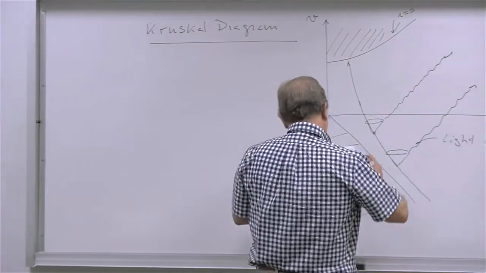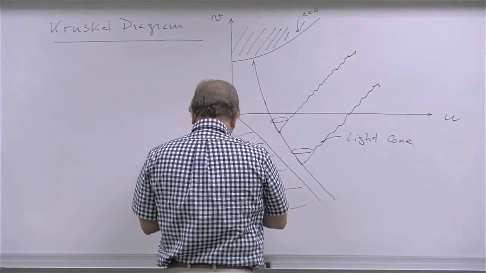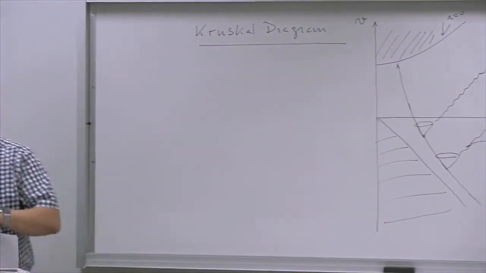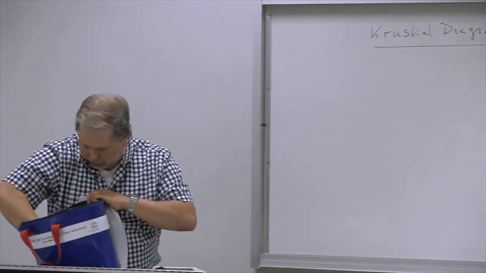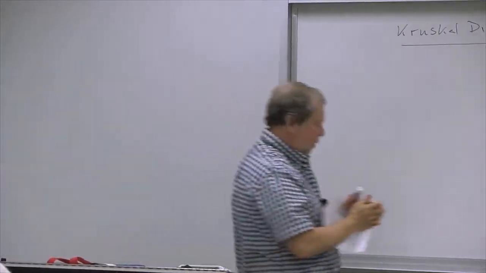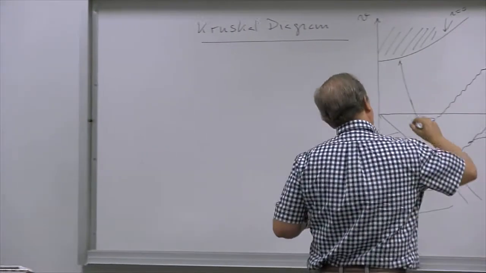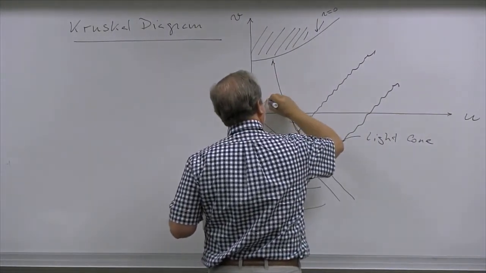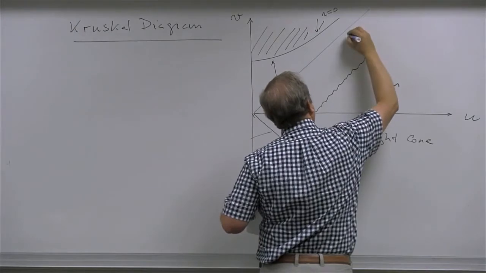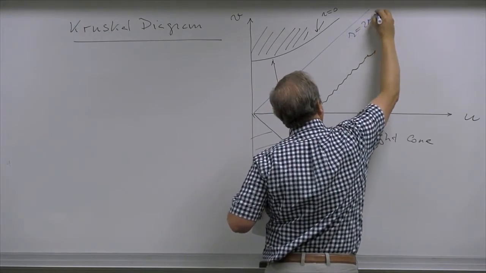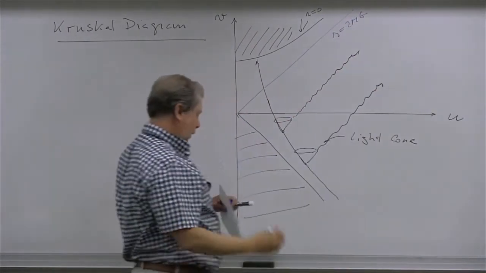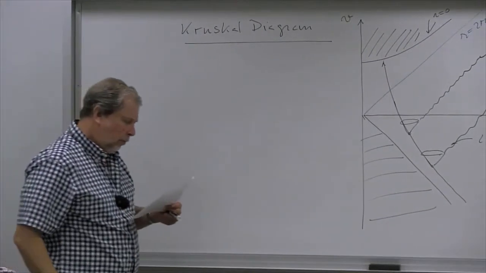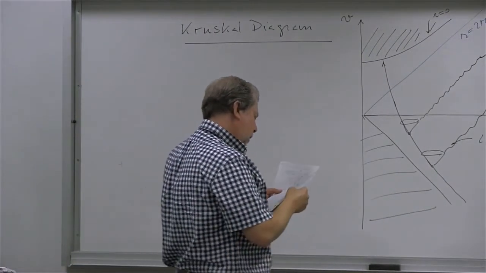But out here there is a line which I'm going to draw with the colored pen, which corresponds to the horizon. So the horizon in the Kruskal coordinate system is going to be a line that looks like this. So this is r equal to 2GM in the original Schwarzschild coordinate system, and it is now a line at 45 degrees.